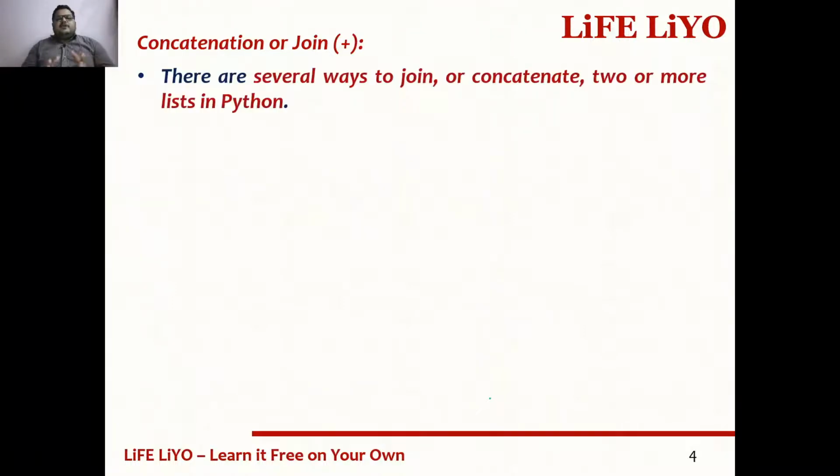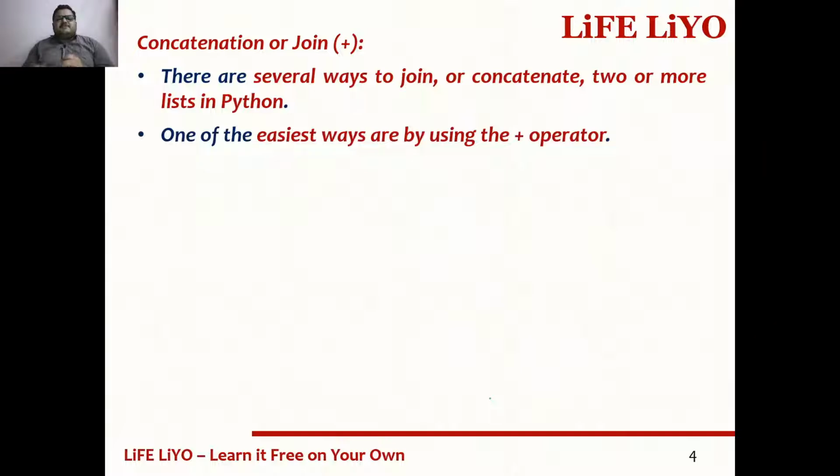Now, first one, concatenation or join. What does concatenation or join mean? Adding up one or more lists, or we can simply say concatenating two or more lists in Python, that is adding up two lists and making them into a single list, is called concatenation. The easiest way is by simply using the plus operator.